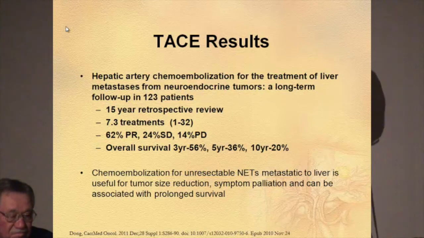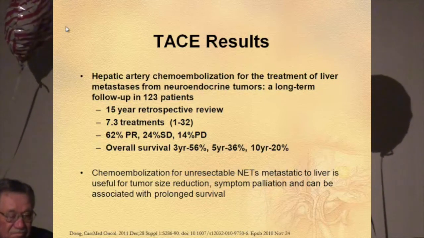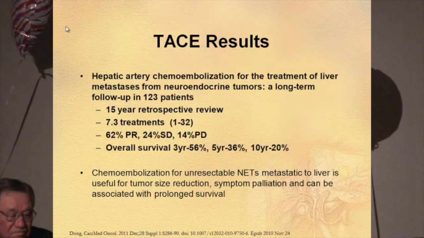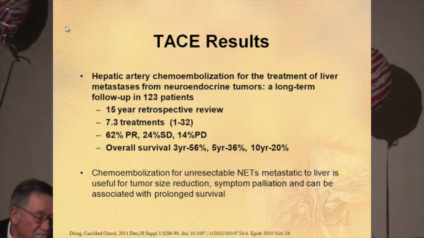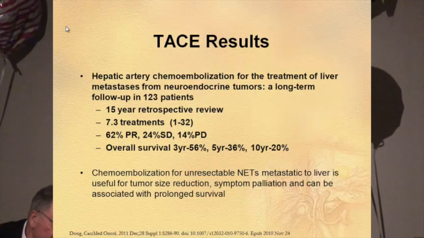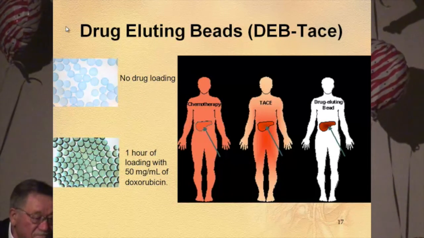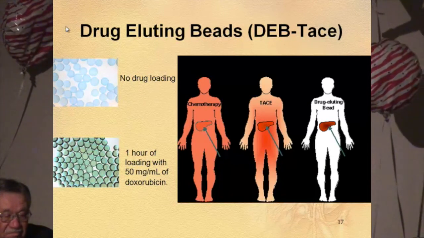The average treatment, they received about 7 treatments or 7 chemoembolizations. You can see the response rates there, the overall survival at 3, 5, and 10 years. And they felt that chemoembolization was a reasonable therapy to decrease symptoms and help prolong life in these patients.